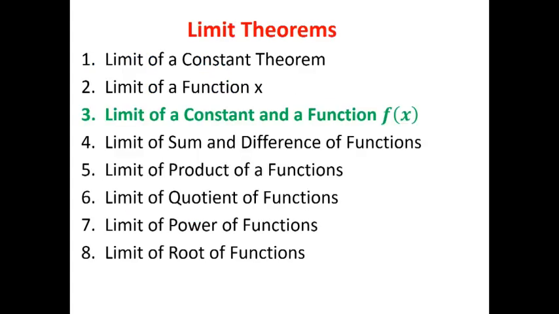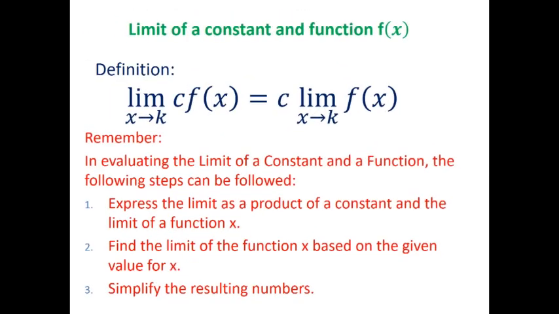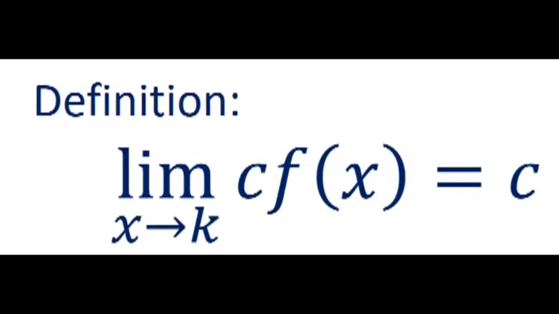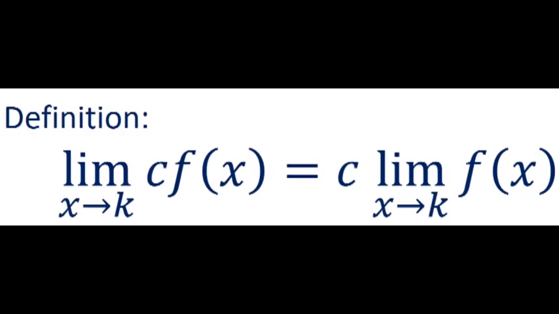Number 3, limit of a constant and a function f of x, like a combination of the first and the second theorem. This says that the limit of a multiple of a function is simply the multiple of the limit of the function. So, the limit of c, which is a constant, times f of x as x approaches k is equal to c times the limit of f of x as x approaches k. It's like you move the constant in front of the limit.